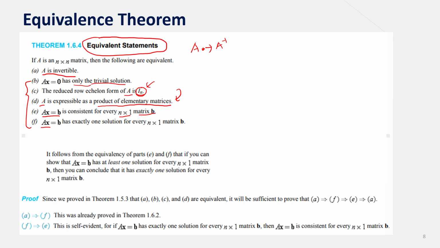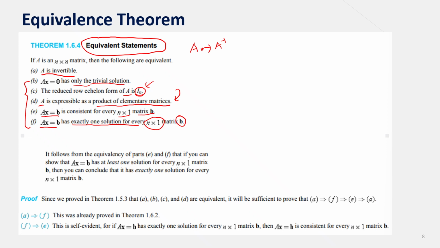And then A multiplied by B has exactly one solution for every n multiplied by 1 of B. So it means, for each of the variables. Let's use this theorem later on in the example.